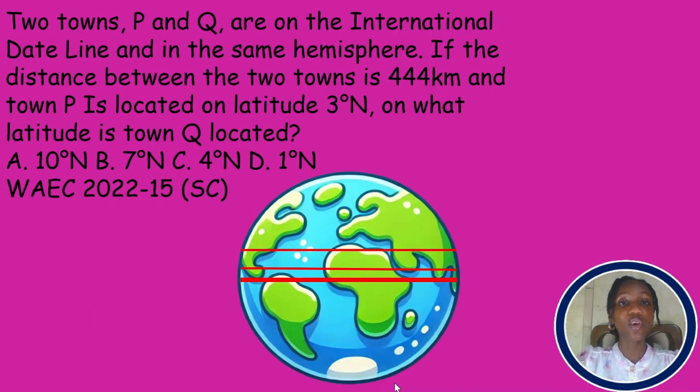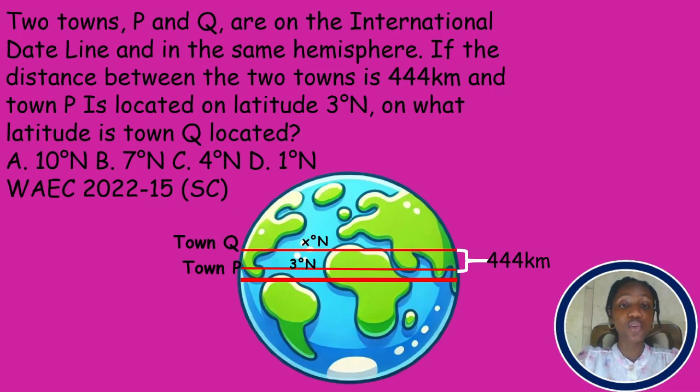Two towns, P and Q, are on the international date line and in the same hemisphere. If the distance between the two towns is 444 kilometers and town P is located on latitude 3 degrees north, on what latitude is town Q located? This question is different from the ones we've solved, but it's not difficult. You just need to calm down. So let's identify the parameters we are given. The distance between the two towns P and Q is 444 kilometers. Town P is on latitude 3 degrees north. Now the unknown is what we're looking for, so I'm going to represent that with X. That's town Q. So we're looking for what latitude it is located on.